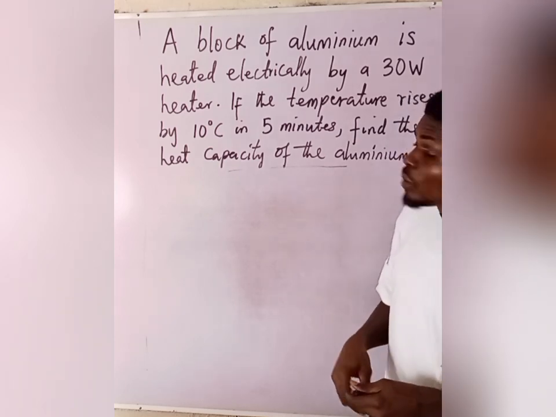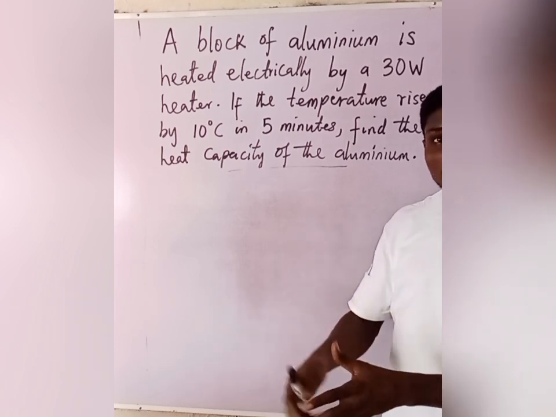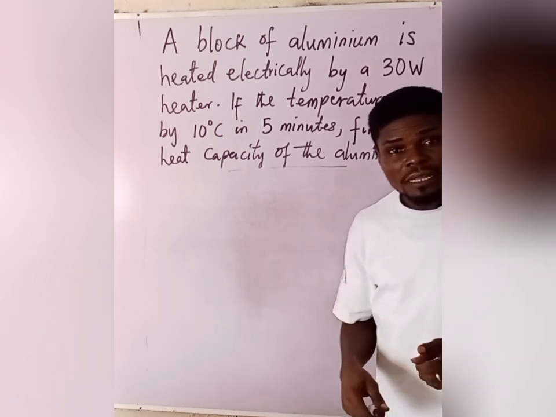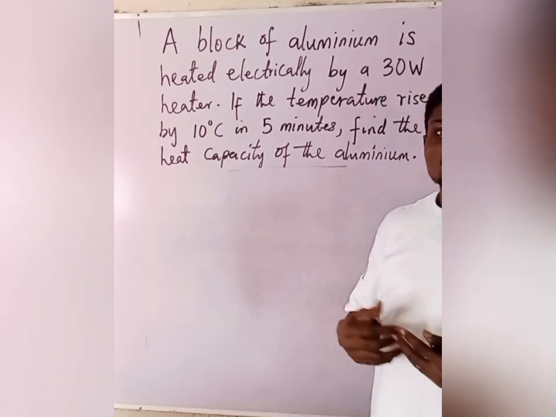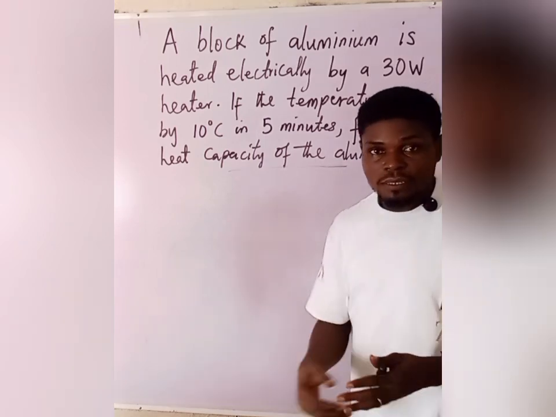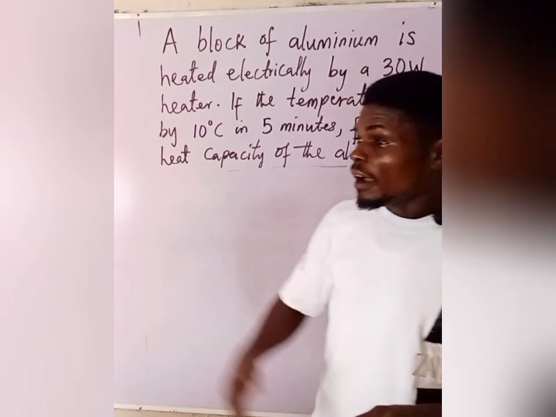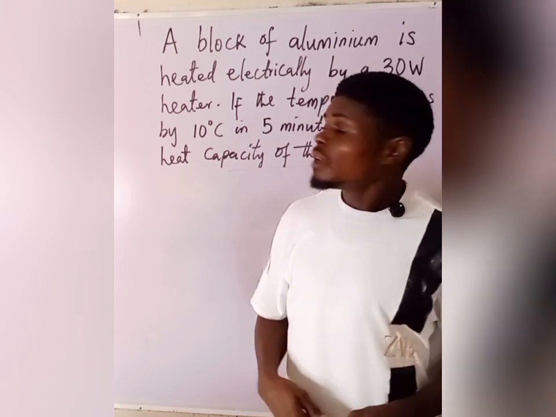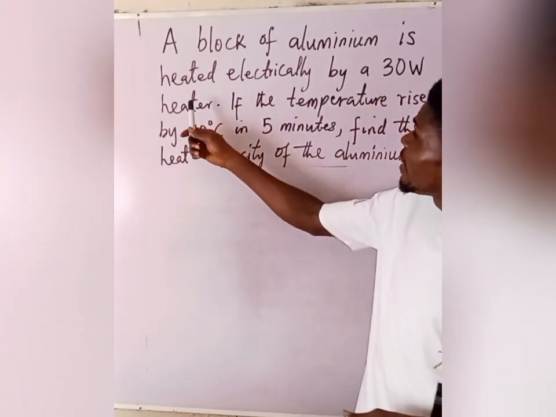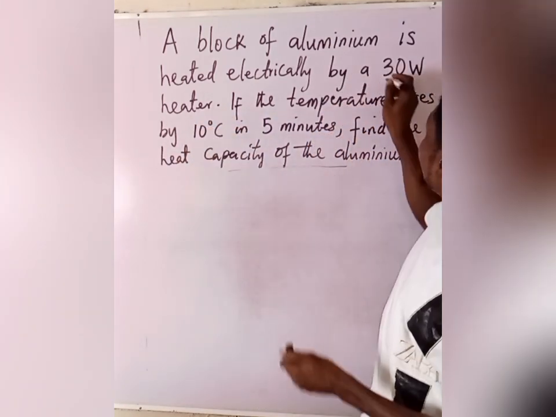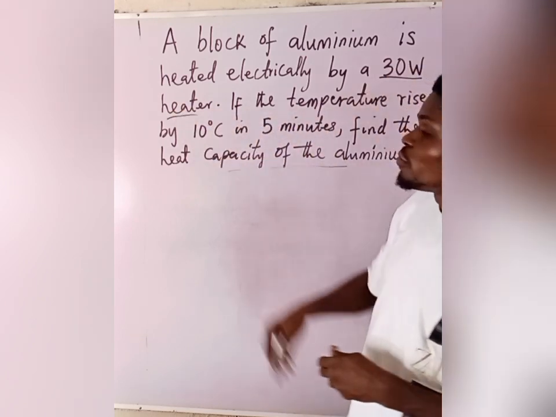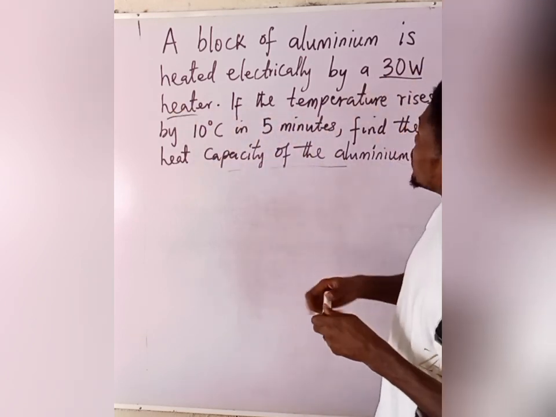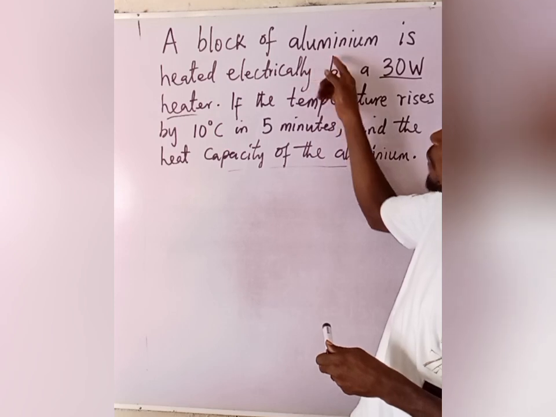All right, this question is a very simple one to solve. What we're going to do is just go straight to the formula and then use it to solve. You remember that a substance can be used to heat up another substance. In the same vein, electricity can also be used to heat up a particular substance. So this is a situation whereby an electric heater rated 30 watts is used to heat a piece of what? Aluminum, a block of aluminum.